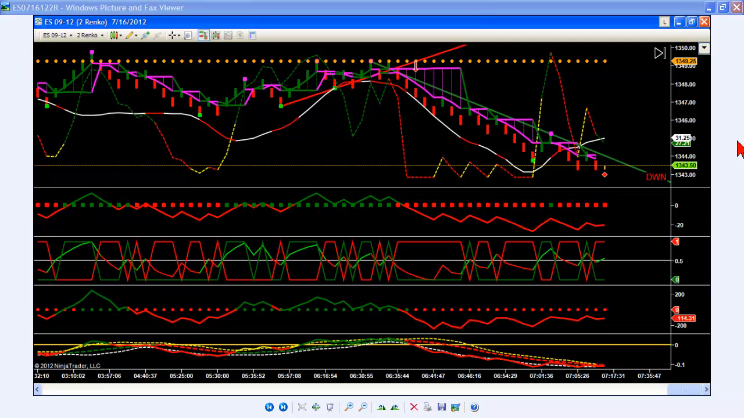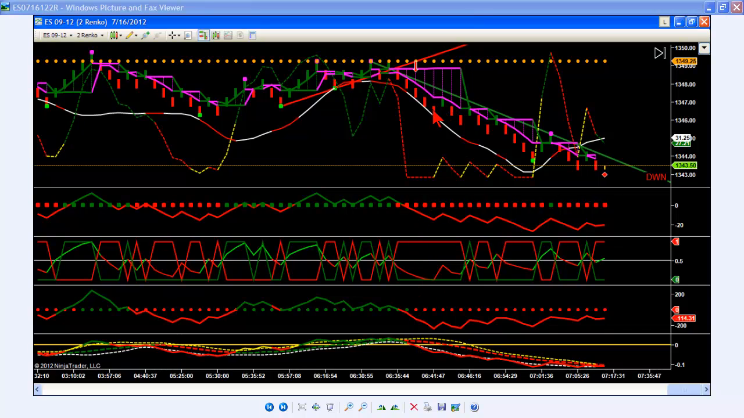Here are the triangle trend indicators for NinjaTrader on 7/16/2012 on the ES2 Renko. The ES4 Renko just put in very, very few bars overnight, so it was not a viable alternative to trade this morning. So I went right to the 2 Renko, and I went short on this bar here, and you can see all the indicators were red and moving down at this point.